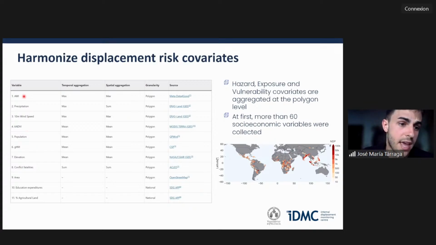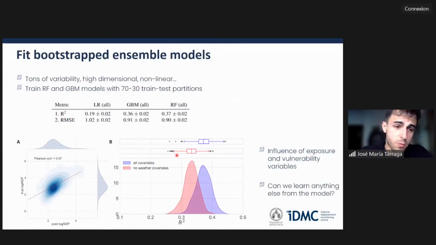For example, we have here the absolute wealth index, which is a socioeconomic index of poverty. We also gathered precipitation variables from ERA5-Land, and wind speed, NDVI, and population. The human modification layer is about, let's say, construction and how well built an area is, and then other variables such as elevation, conflict, and area. We also harmonized some SDG indices, such as education expenditures and percentage of agricultural land, to each polygon.